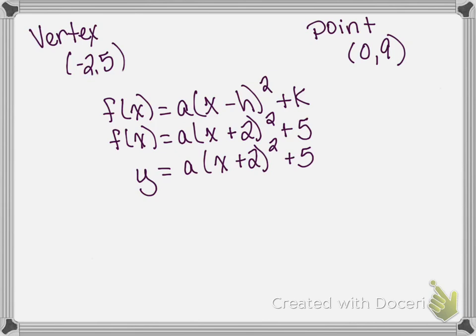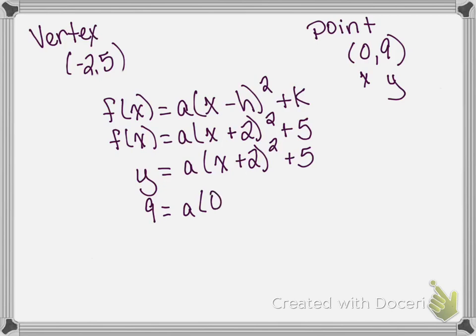Now, 0, 9 is a point on the line. 0 is my x value. 9 is my y value. So I can plug 0 in for x and 9 in for y.